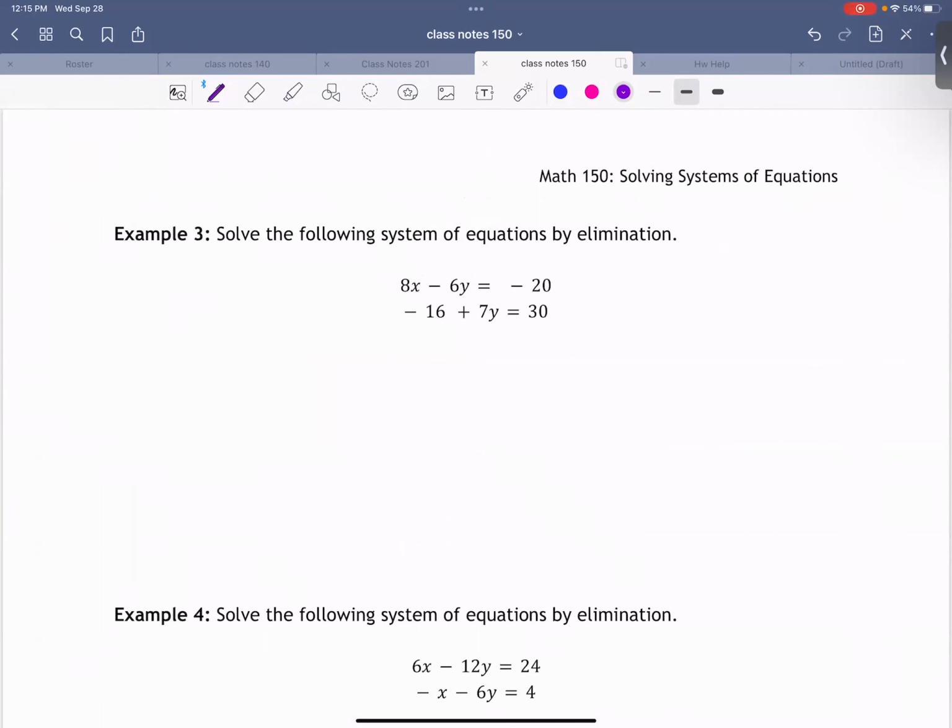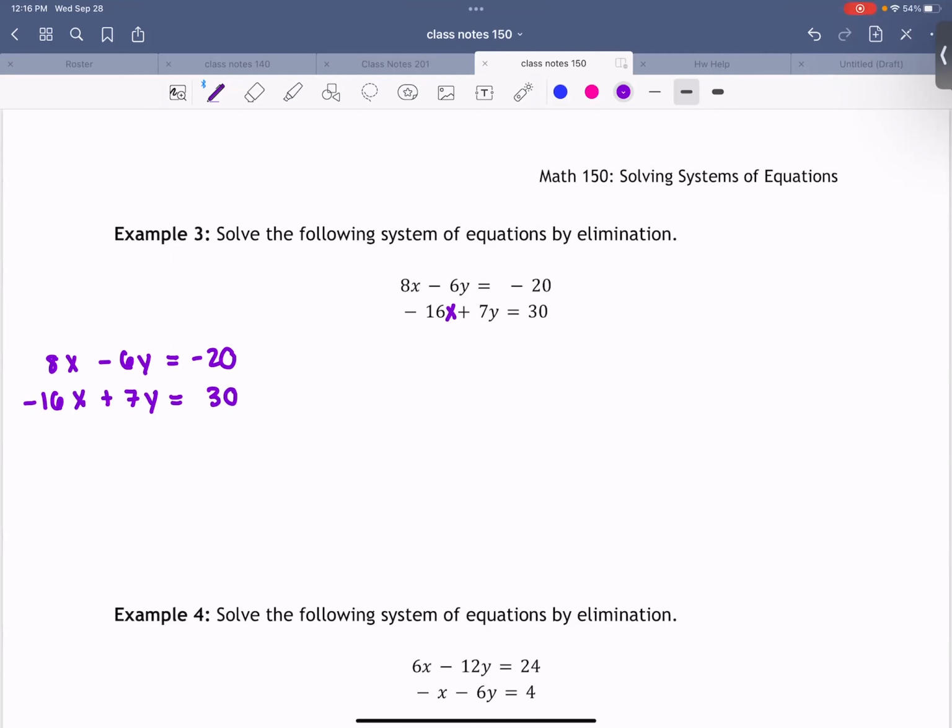First of all, when we look at this equation, I wrote it wrong. There should be an x after the -16. Totally forgot about that. The first step to doing these equations is to make sure that everything's stacked on top of each other. I want all the x's stacked on top of each other, all the y's on top of each other. So let me just write that a little bit neater. 8x minus 6y equals -20. And I'm going to make my -16x and my 7y and my 30 right below each of these values.